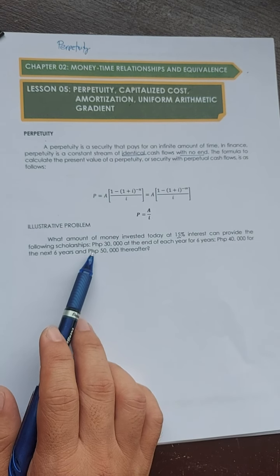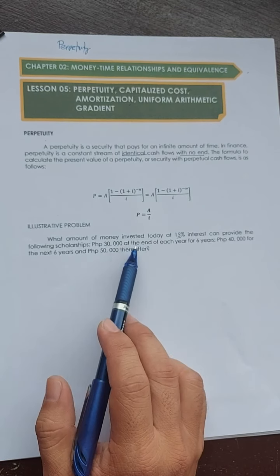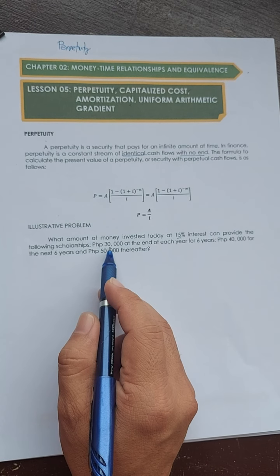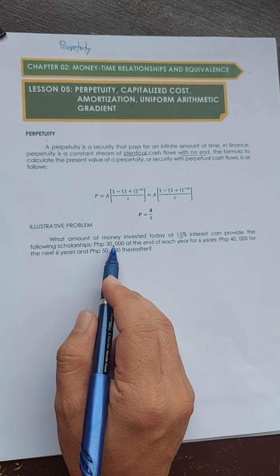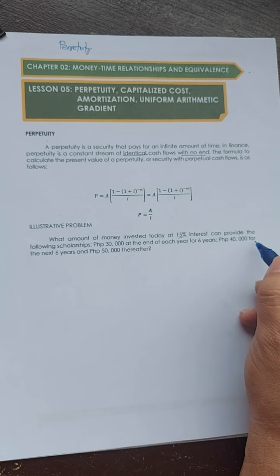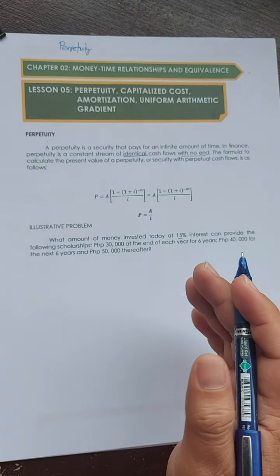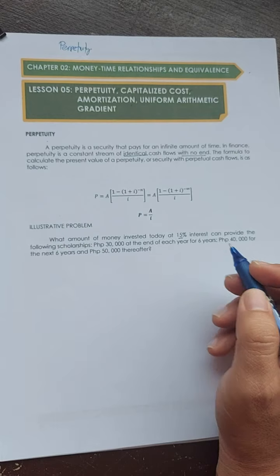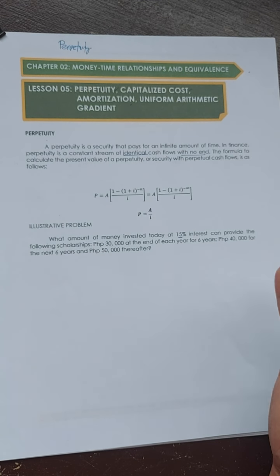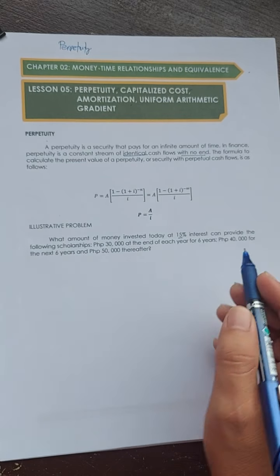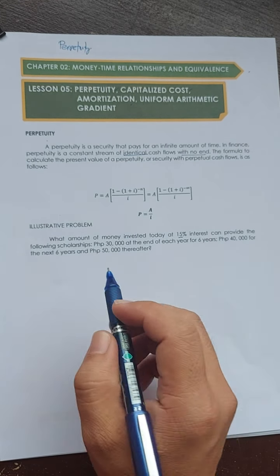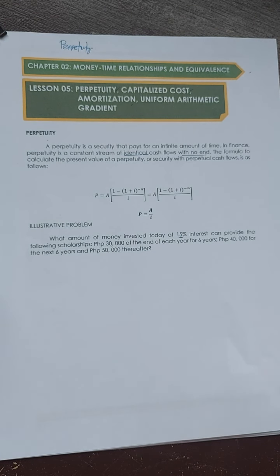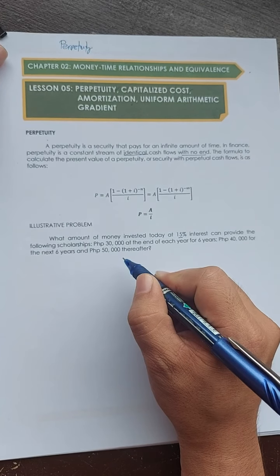So for the first 6 years, at the end of each year, you will receive 30,000 pesos. And then 40,000 pesos for the next 6 years. So after 6 years, you will receive 30,000 at the end of each year, and then for the following 6 years, at the end of each year again, you will receive 40,000 pesos. And then you will have 50,000 pesos thereafter, for the succeeding years.